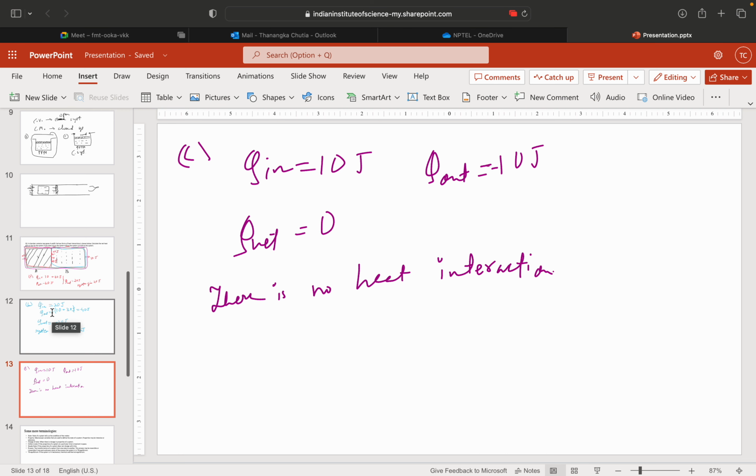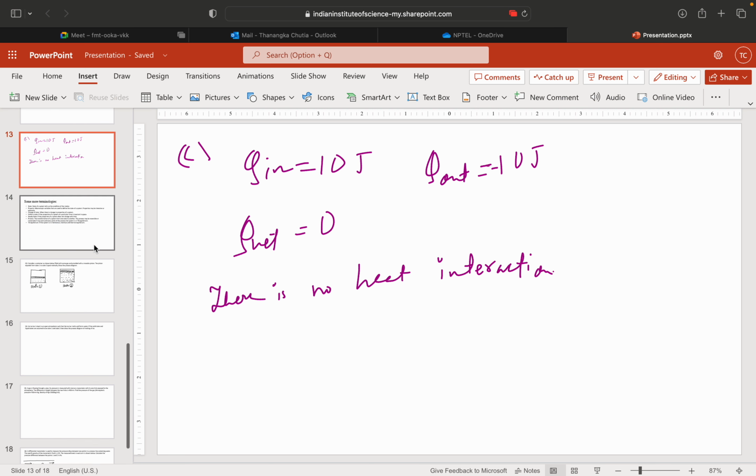So this is how you should approach it, this is how you should draw your system boundary, and then you have to see whether heat is flowing in or heat is going out.